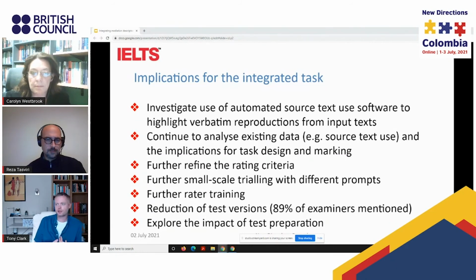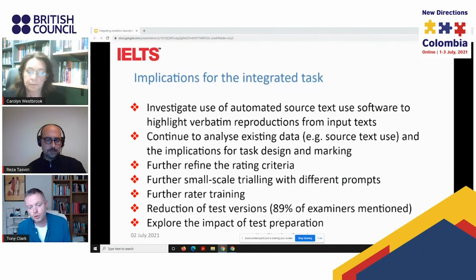We want to see not just what kind of training we can do, but what's the impact of the training. What does it mean for examiners and scoring? Also, a practical note, we need to probably reduce the number of test versions that examiners had to mark. 89% of them said it's quite difficult to mark these because you've got source texts, you've got other things to think about, listening, reading, input. That would probably become easier with familiarity, like everything, but it's quite a high number there.